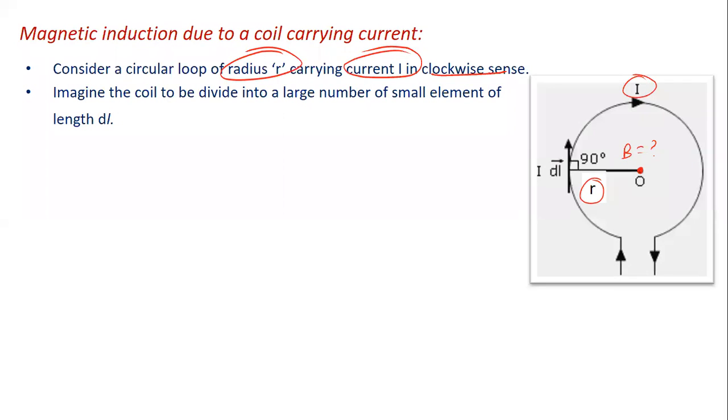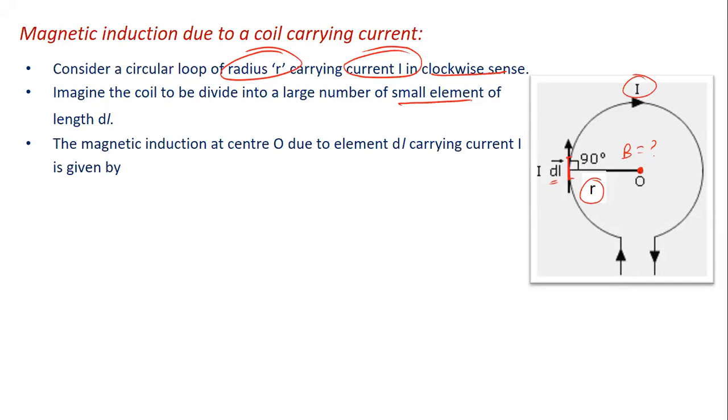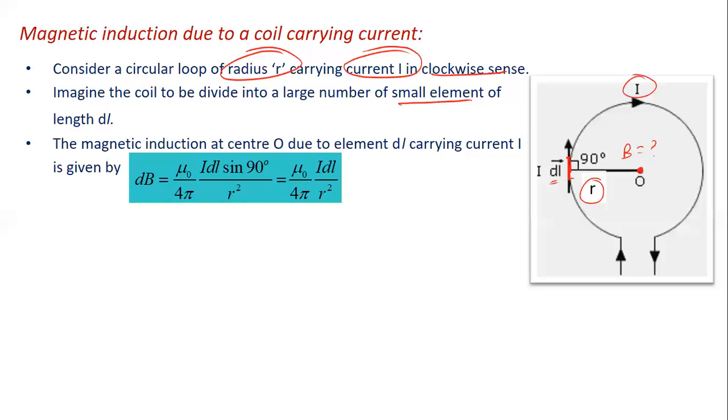Now this coil is divided into a large number of small elements. One of the elements we consider, this is one of the length elements, dl. By using the Biot-Savart law, the magnetic induction at the center due to this length element is given by the formula mu 0 upon 4 pi into I dl sin theta divided by r square. But here this angle theta is 90 degrees, so sin 90 is 1. So we get the magnetic induction at the center due to this small length element as mu 0 upon 4 pi I dl divided by r square.